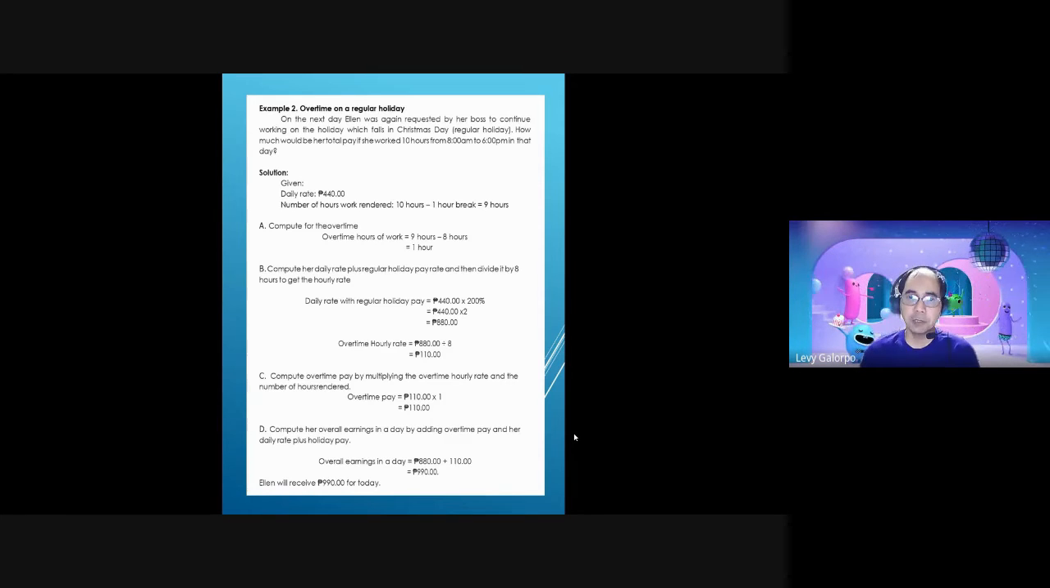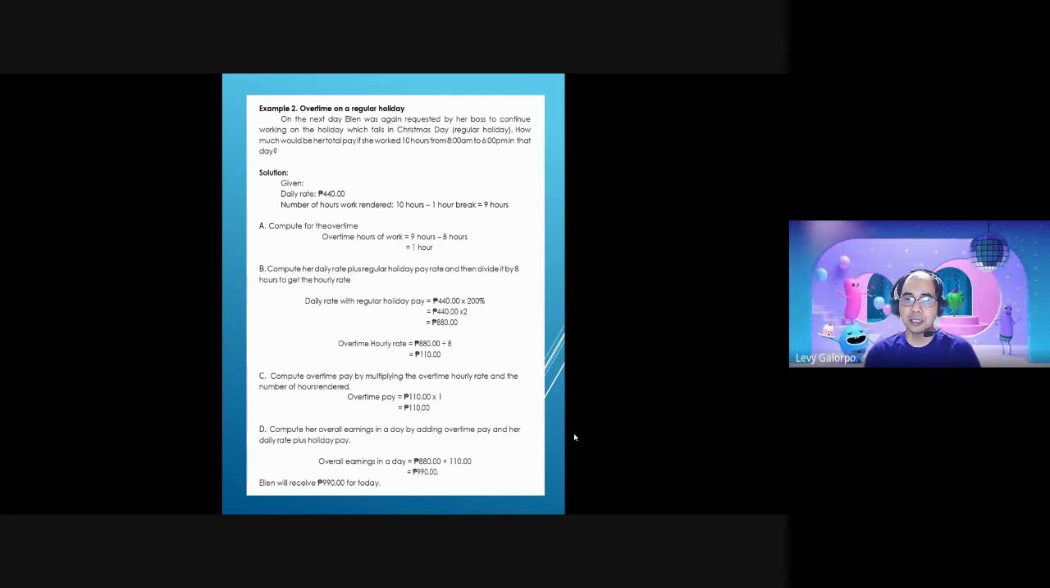Compute her daily rate plus regular holiday pay rate and then divide it by 8 hours to get the hourly rate. So, 440 times 200%, kasi regular holiday pay, kaya 200%. Lumalabas, paano yan? 440 times 2, 880 pesos.